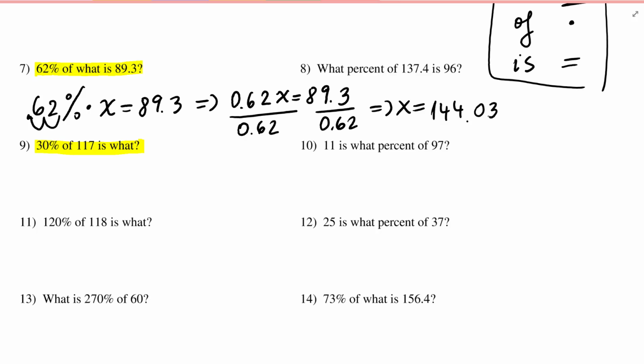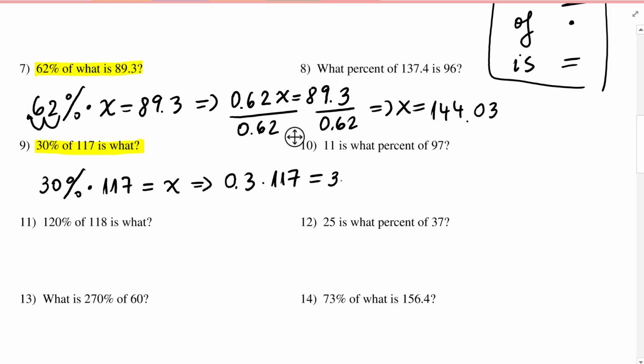Let's do problem 9. 30% of 117 is what? So 30% of means times 117 equals x, right? So we want to find this. Now, 30% means 0.3 of 117 equals, well, let's do the math using the calculator, 117, so we get 35.1. So 30% of 117 is actually 35.1.